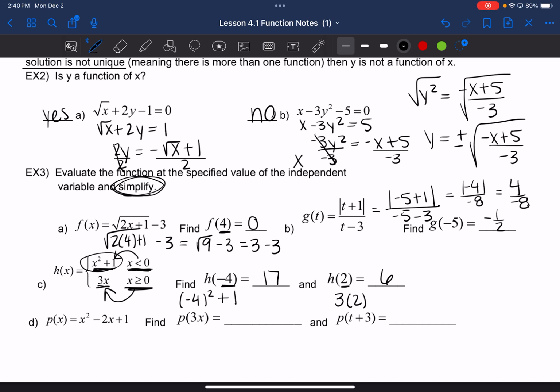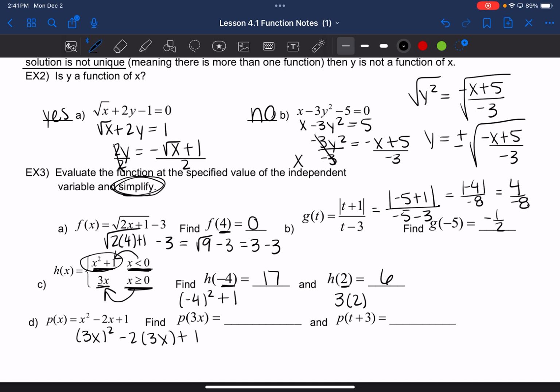Okay? All right, for part D, they say find P of 3x. What does that mean to do? Plug in 3x for x. So anywhere we see x, I'm going to replace it with 3x. So I would have 3x squared minus 2 times 3x plus 1, right?